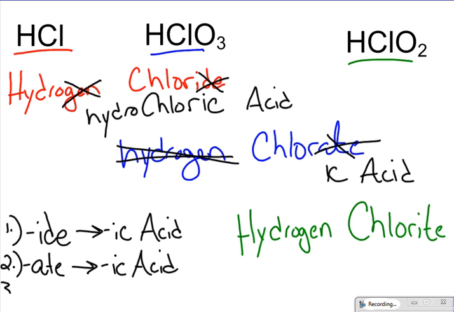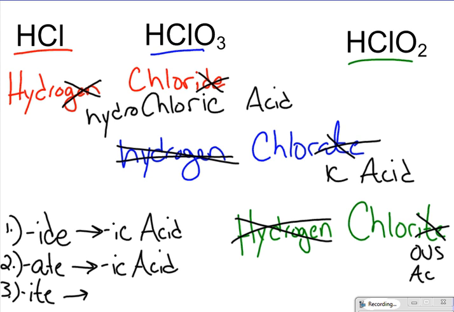Lastly, is if the name of the acid, when we name it as an ionic compound, ends in ite. You drop hydrogen completely again. Remember, the only time we're going to keep hydro is when we have ide. So again, we're going to drop hydrogen completely, and ite becomes ous, O-U-S, acid. So this HClO2 would be chlorous acid.